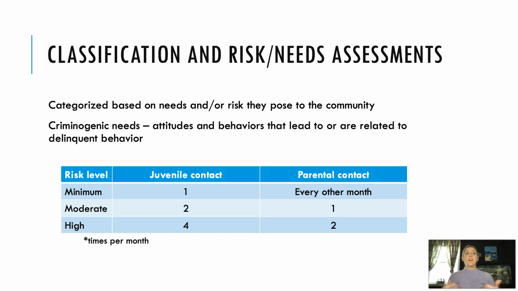And then you have your high-risk youth. So these are typically going to be seen four times a month or weekly, and usually have two parental contacts per month. Again, very important for your high-risk kids. They are typically going to be on a lot of programs and services, so they're going to be seen a lot. But it's because we want to make sure that we're keeping on top of them, and making sure that they're doing what needs to be done.